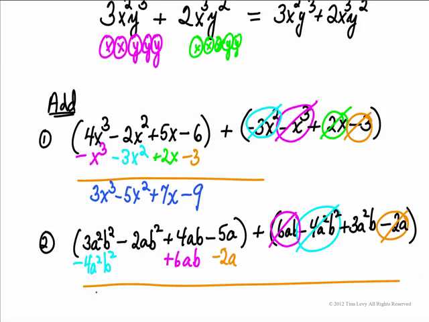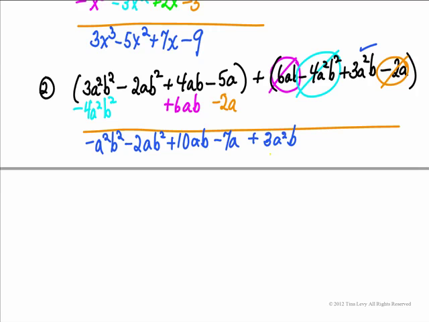Writing this out, 3a squared b squared minus 4a squared b squared, or 3 and negative 4, is negative a squared b squared. I don't have anything to add or subtract here, so I have negative 2ab squared. 4ab and 6ab is 10ab. Negative 5a and negative 2a, negative 7a. But I can't forget the one that didn't get combined, so I have plus 3a squared b. Now it's not in descending order yet, and that's going to be our last step. We'll go to the next page so you can see.